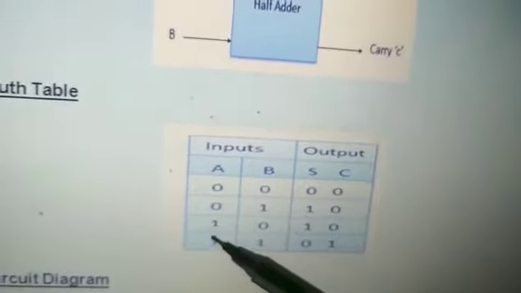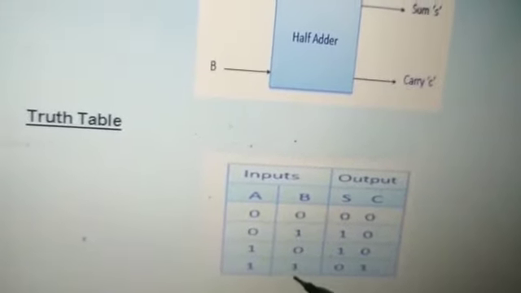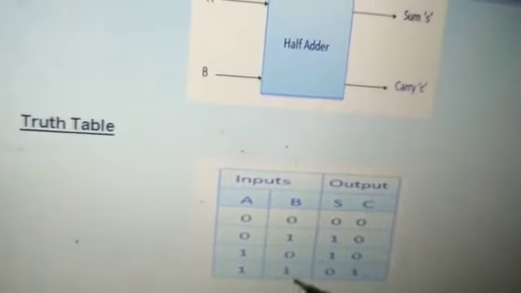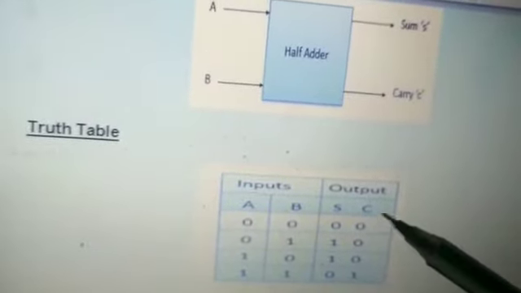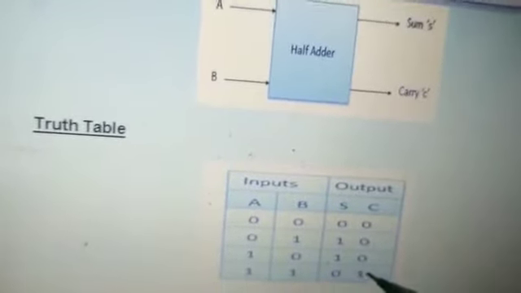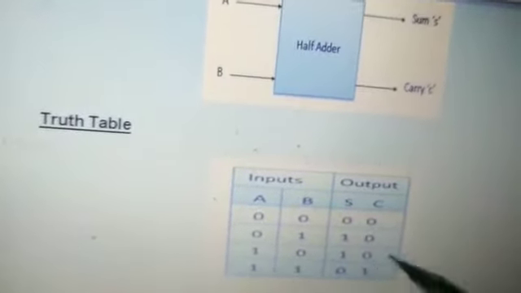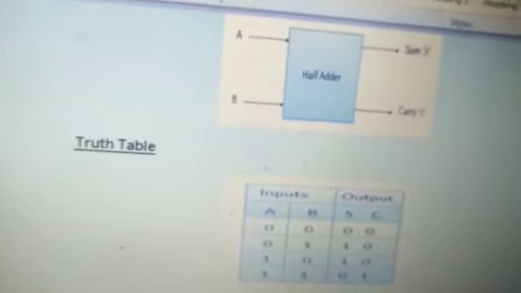But if you try to add 1 plus 1, it means what? 2 in decimal. And if you convert it into binary, what will be the output? 1, 0. So 0 we will write in the sum part and 1 we will write in the carry part. So that's why here we need two output channels, one for the sum part and another for the carry.